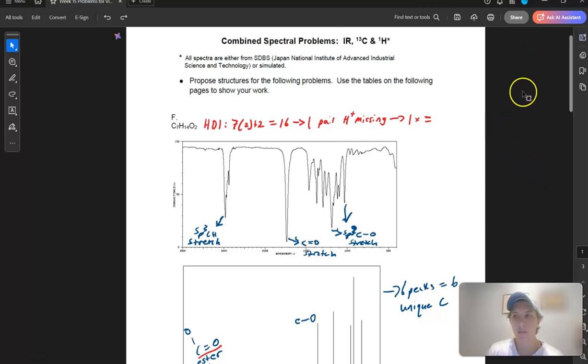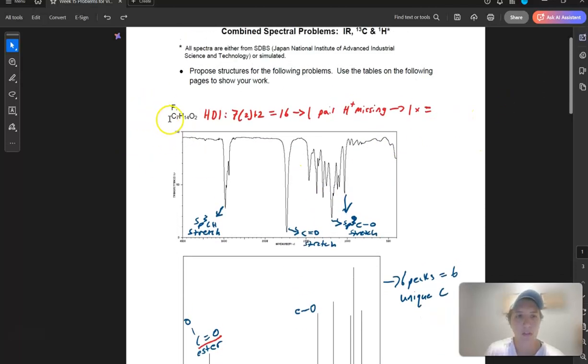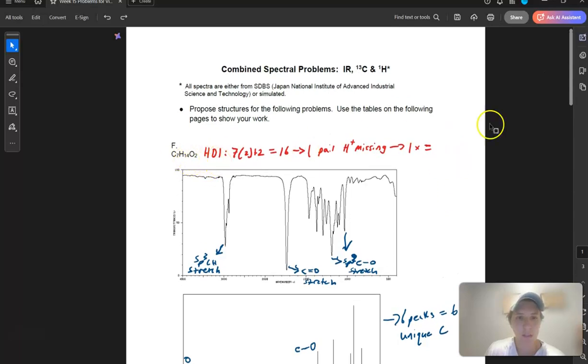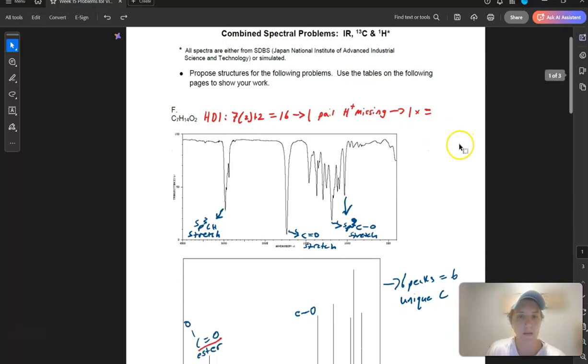I'll be walking through combined spectral problem F. So I had C7H14O2. Immediately I calculated the hydrogen deficiency index. There's supposed to be 16, there's 14 hydrogens, so we can see we're missing one pair of hydrogens, which keys me into a double bond somewhere.